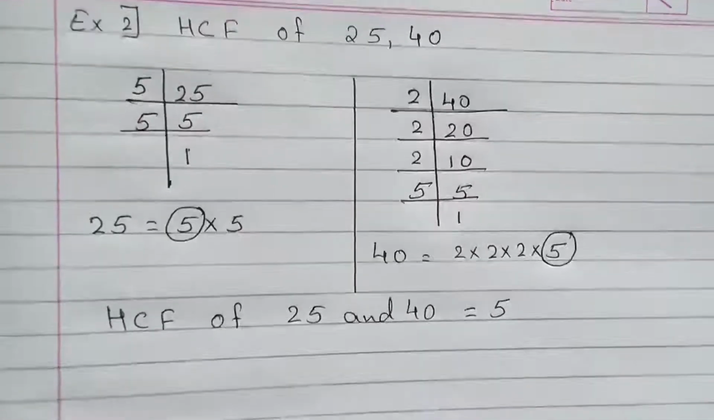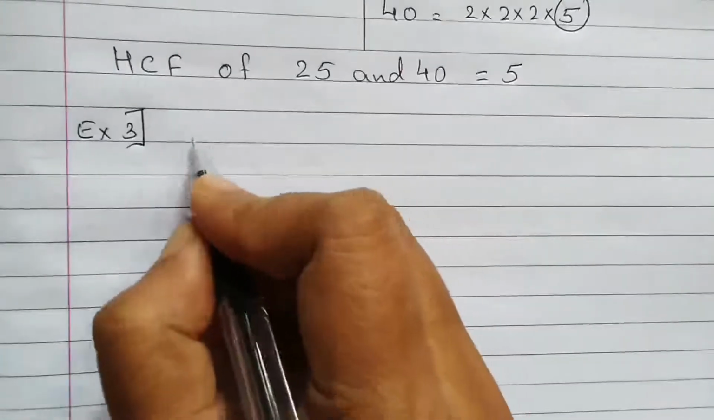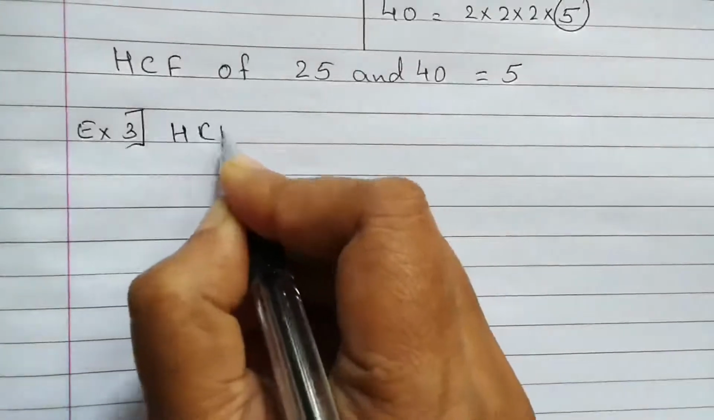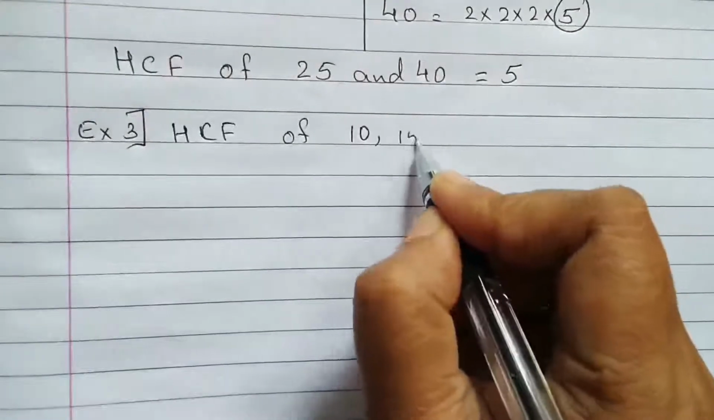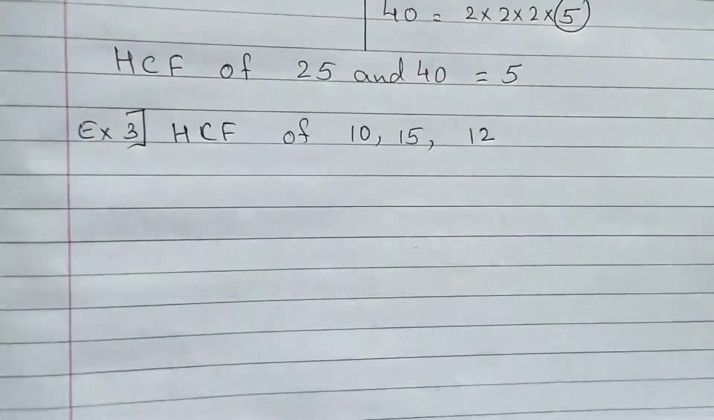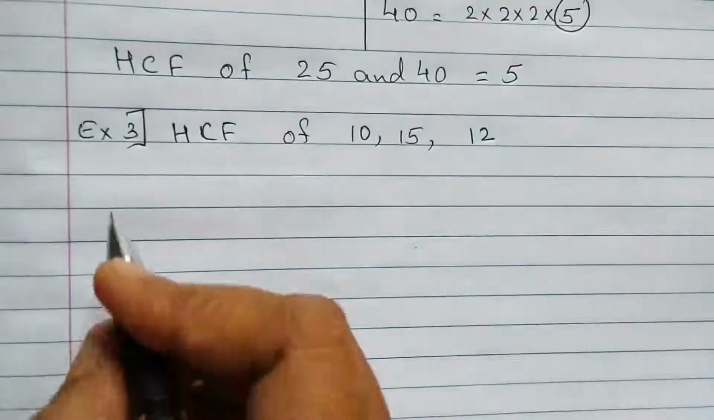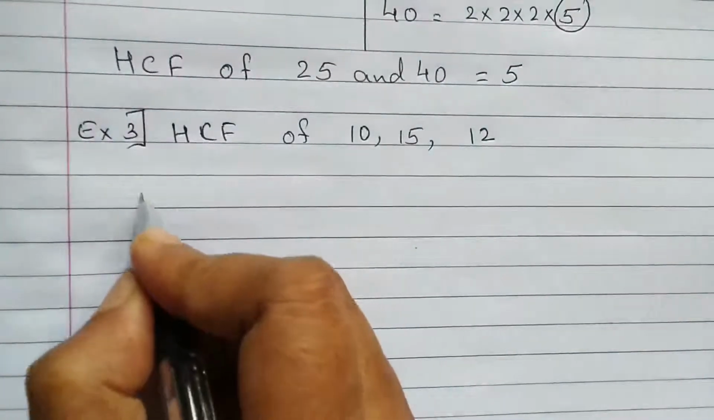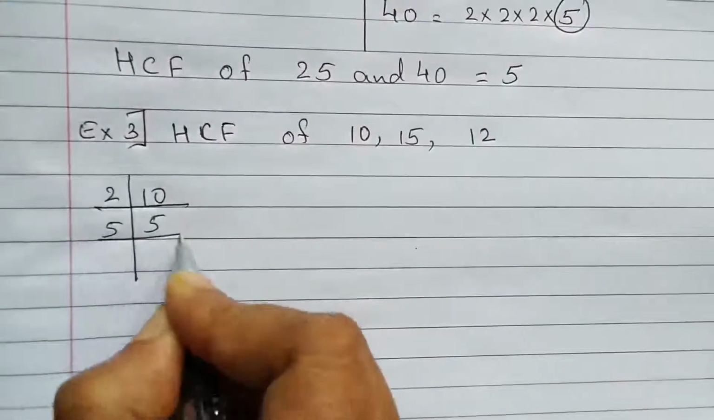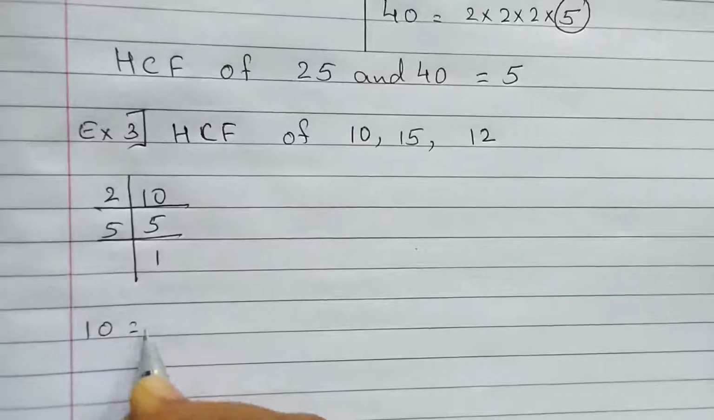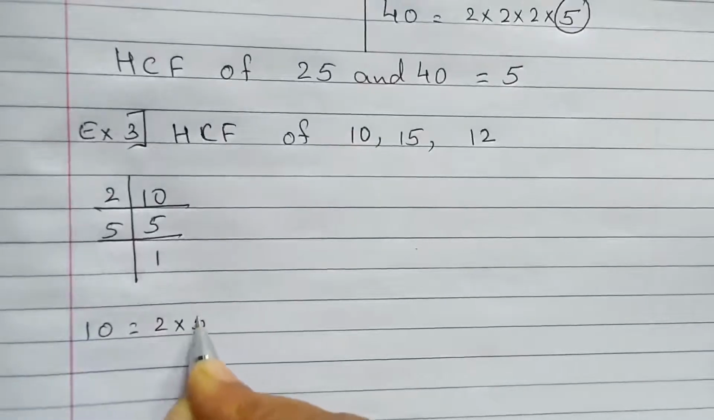Let's try one more example. This time I've got 3 numbers. Let's find the HCF of 10, 15 and 12. Same, first find the factors of 10. 2 fives are 10, 5 one time. So 10 is written as 2 multiplied by 5.